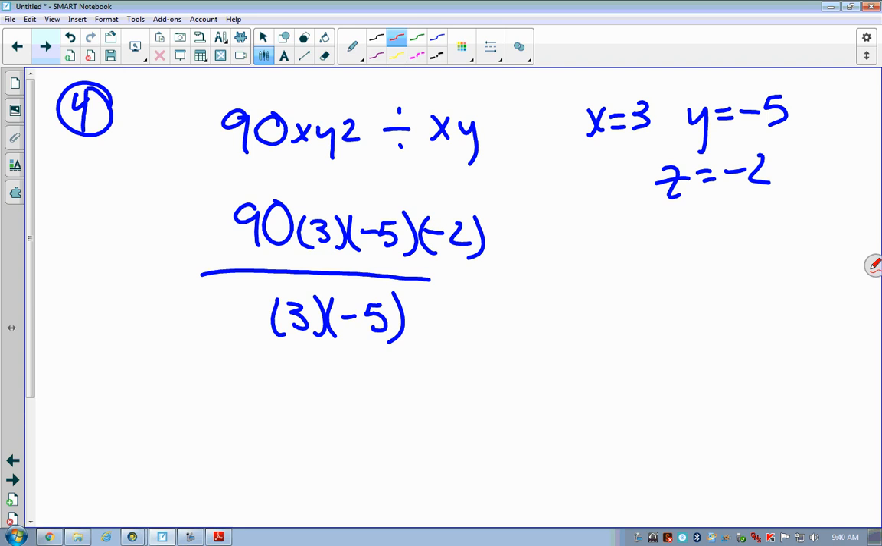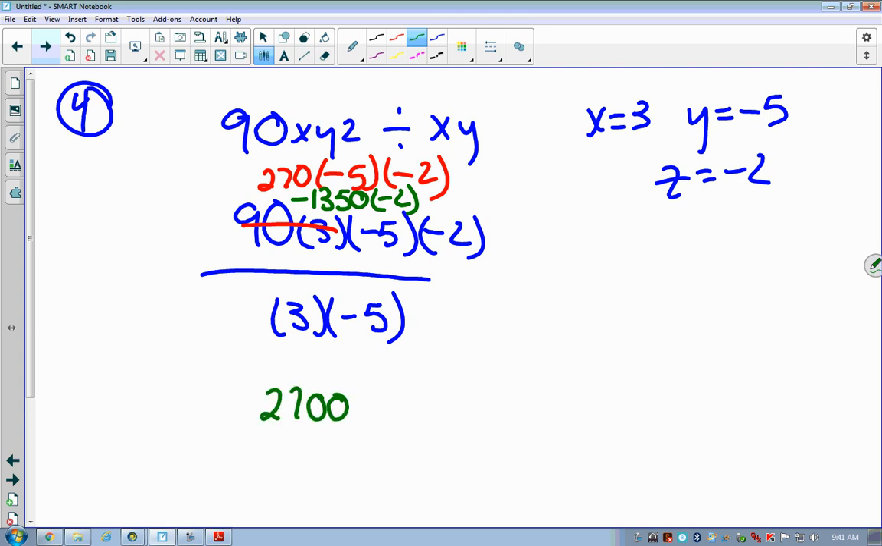90 times 3. What's 90 times 3? I got 270. Times negative 5 times negative 2. What's 270 times negative 5? Negative 1,350. Negative 1,350 times negative 2 is 2,700. So we got 2,700 on top.